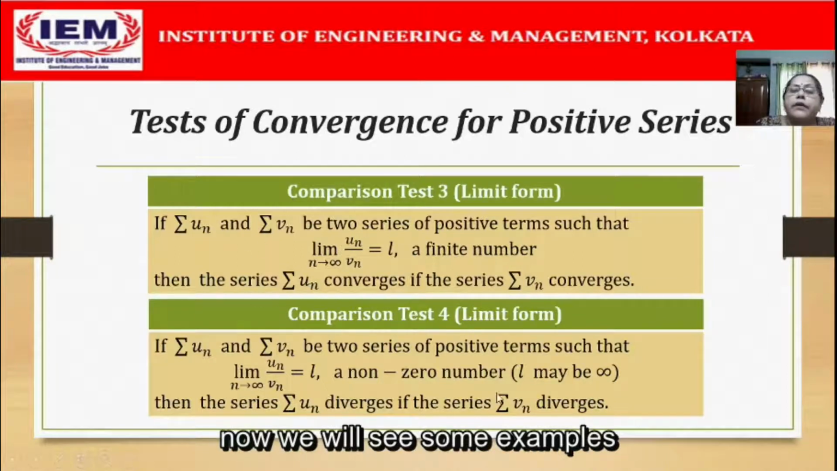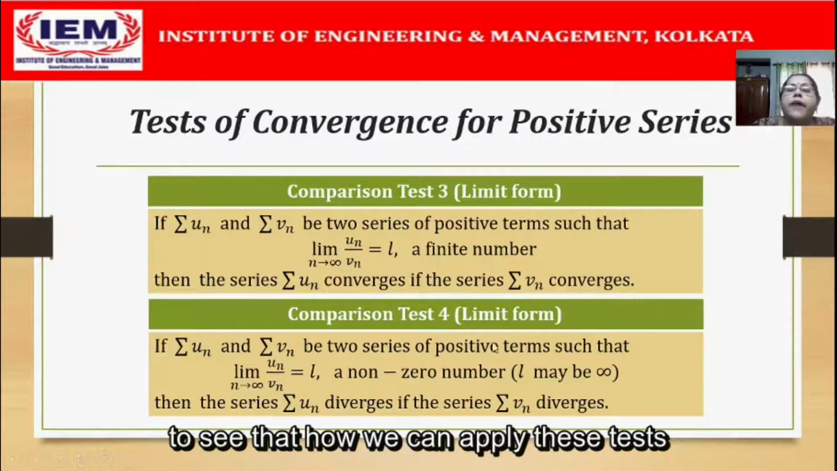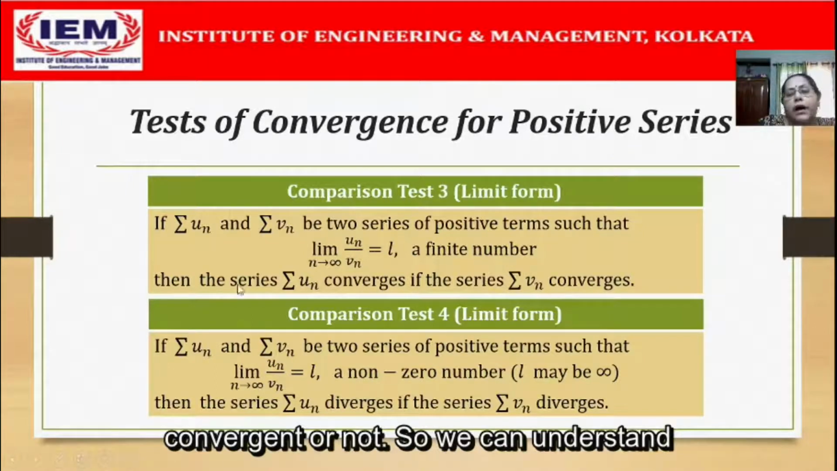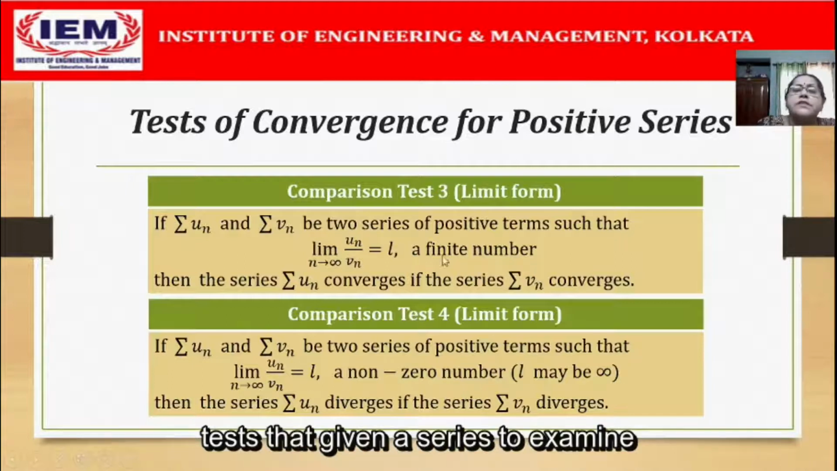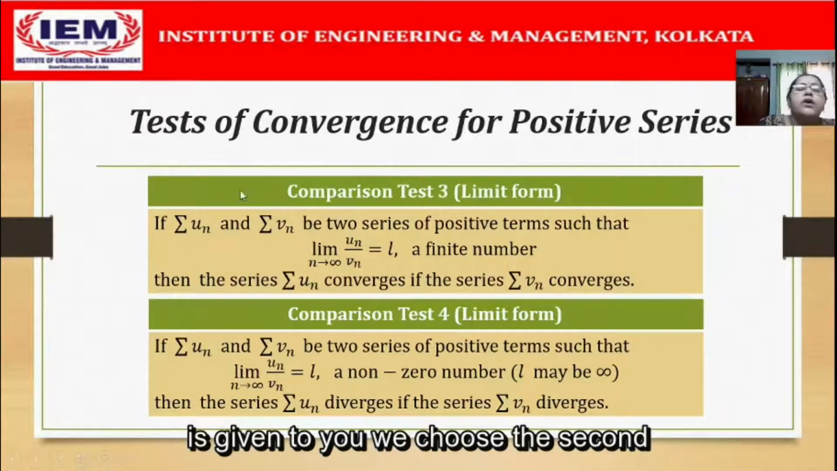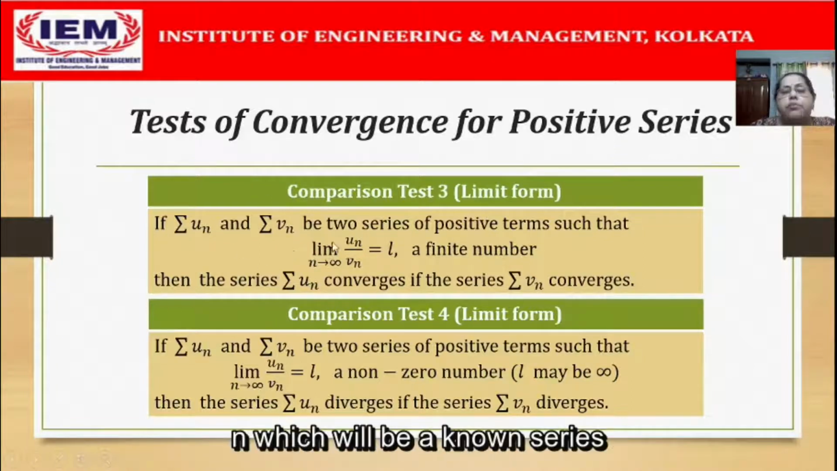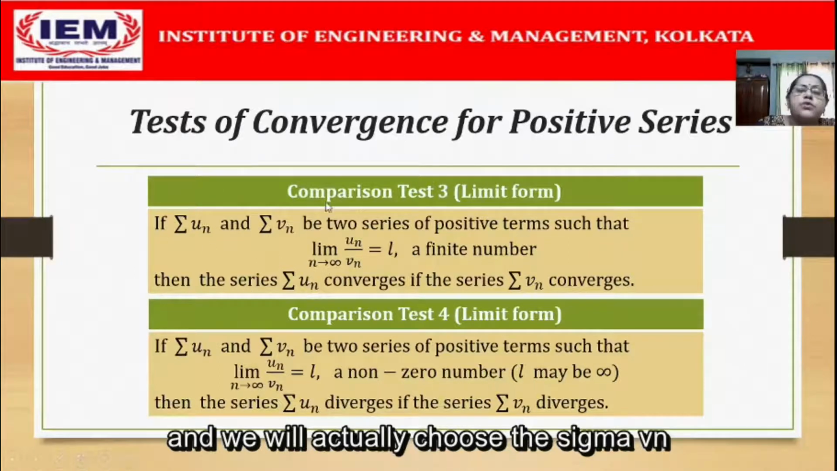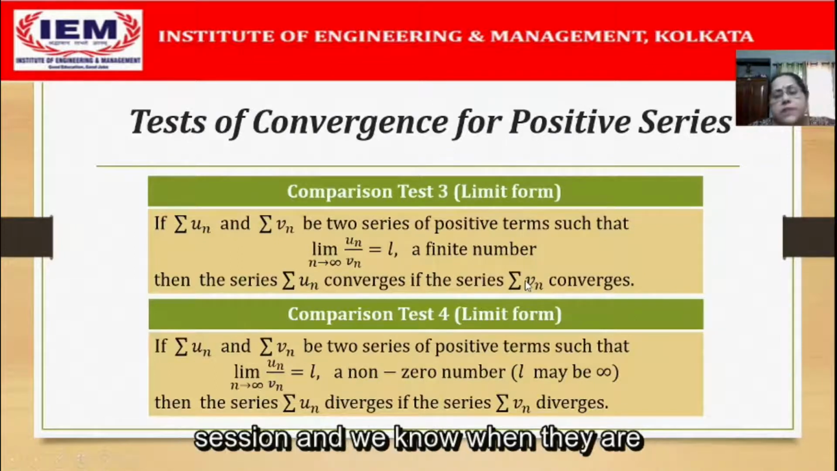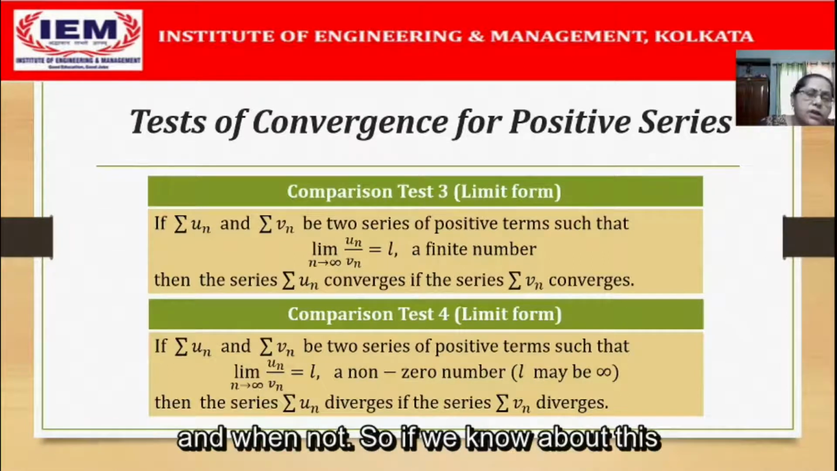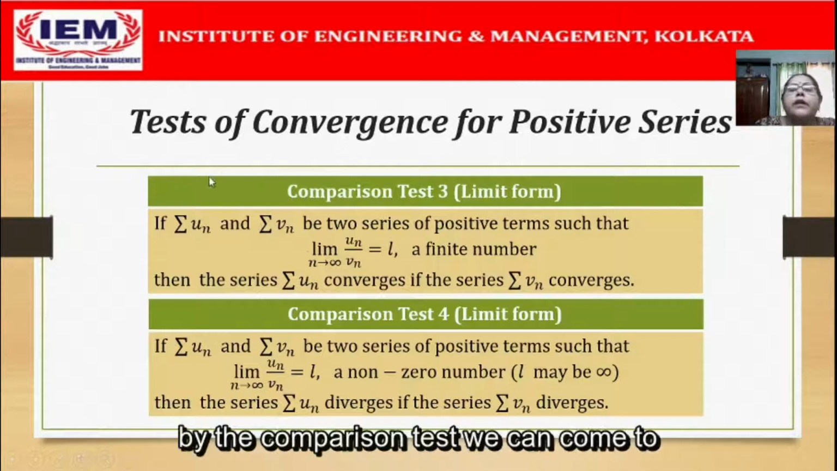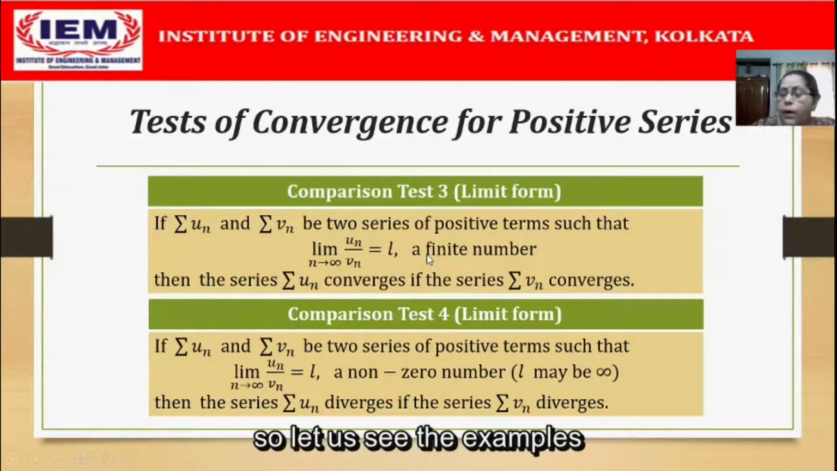Now we will see some examples to see how we can apply these tests to examine whether a given series is convergent or not. We can understand from these tests that given a series to examine, we need to choose a second series. So if sigma un is given to you, we choose the second series sigma vn, which will be a known series, and we will choose sigma vn to be either a geometric series or the p series, which we have already seen in the last session, and we know when they are convergent and when not. So if we know about this second series and we can compare the elements of the two series, then by the comparison test we can come to our conclusion. So let us see the examples.